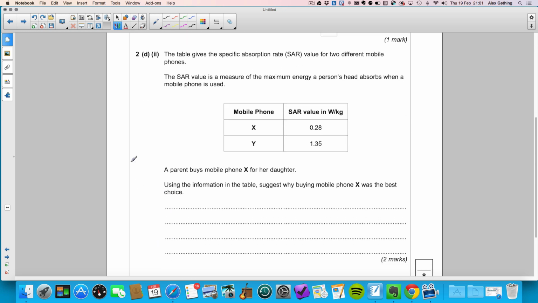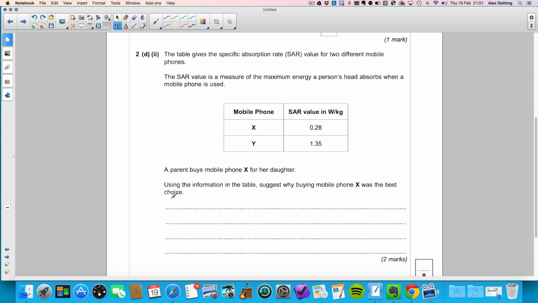2D part 2. The table gives the specific absorption rate, SAR, value for two different mobile phones. The SAR value is a measure of the maximum energy a person's head absorbs when a mobile phone is used. So phone X, phone Y, and it's 0.28 versus 1.35. A parent buys mobile phone X for her daughter. Using the information in the table, suggest why mobile phone X was the best choice.